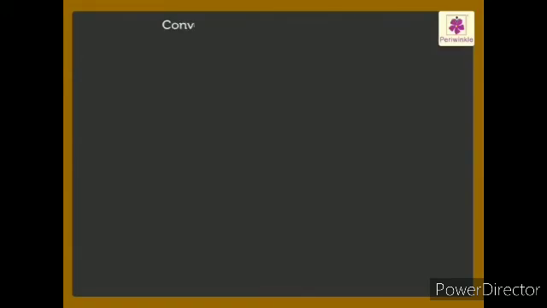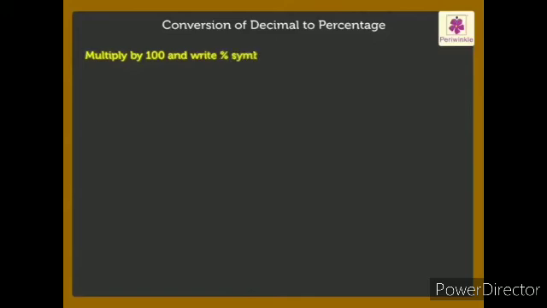Now, let's see the conversion of a decimal number to a percentage. To convert a decimal number to a percentage, multiply it by 100 and then write the symbol of percent. Let's express 7.7 as a percentage. Thus, we get 7.7 into 100% is equal to 770%. Here, we moved the decimal point 2 places to the right as we multiplied it by 100.